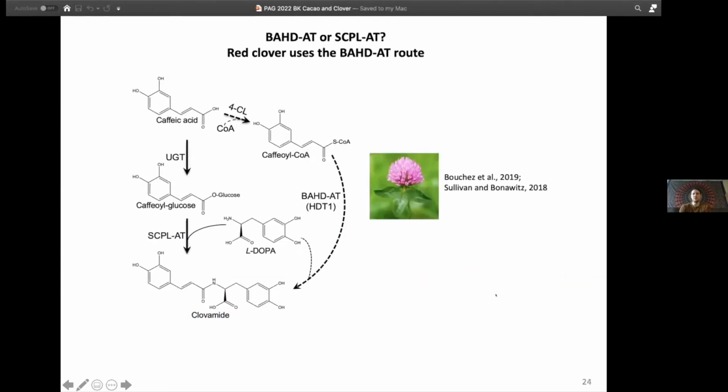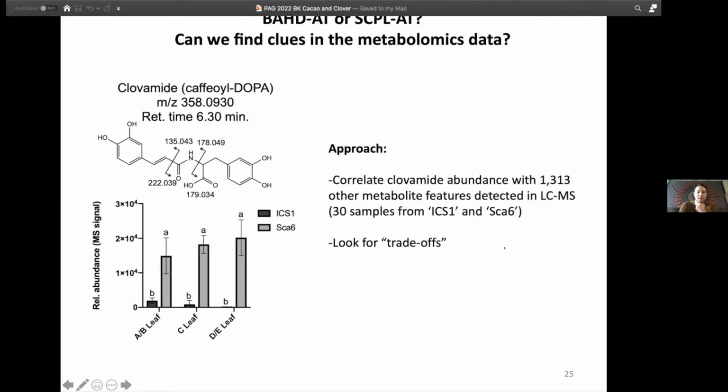And we already know that in red clover, this BAHD-acyltransferase pathway is the route that it takes to make clovamide. So it uses 4CL, adds a coenzyme A activating group, and then uses the BAHD-acyltransferase to do the acylation. But we don't really know in cacao.